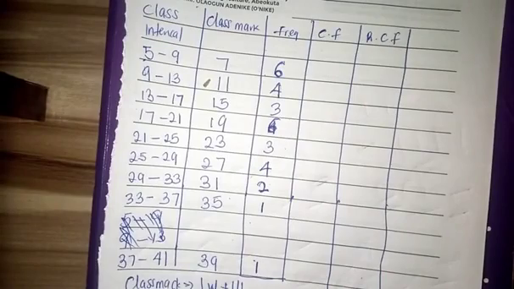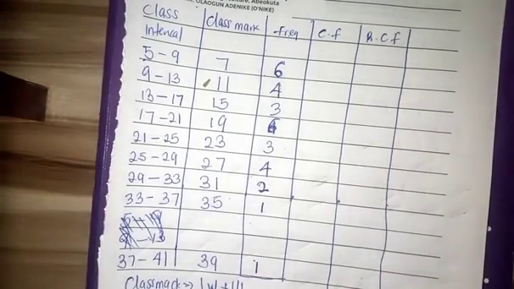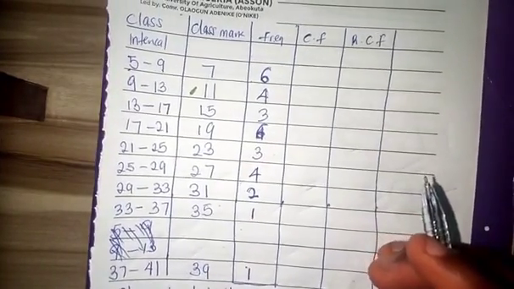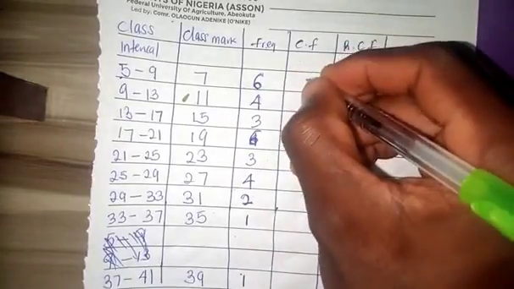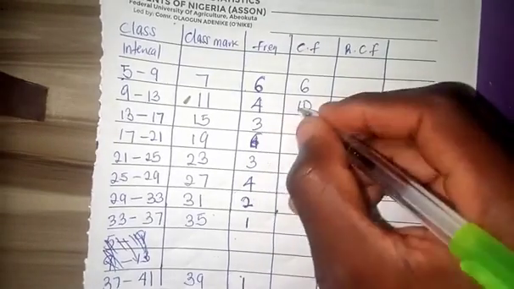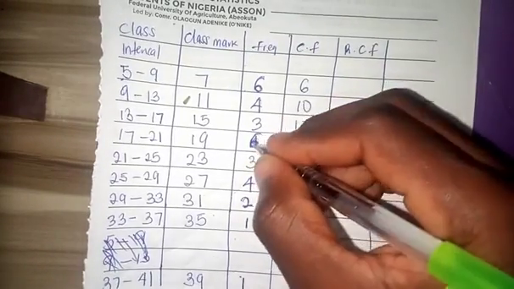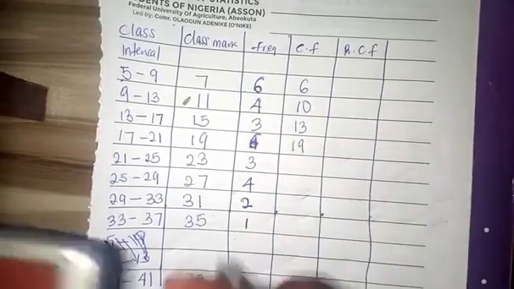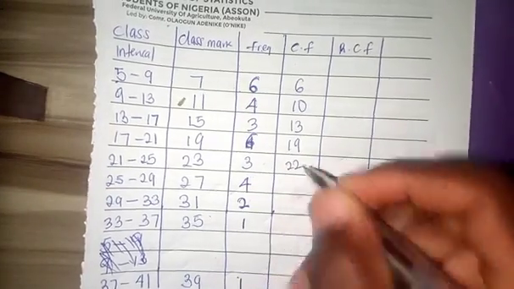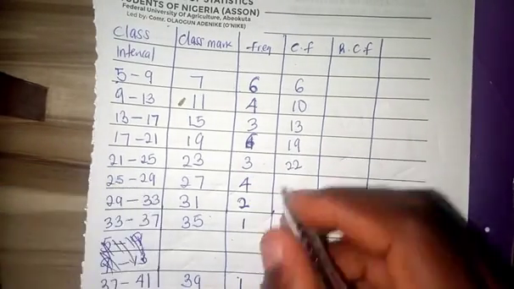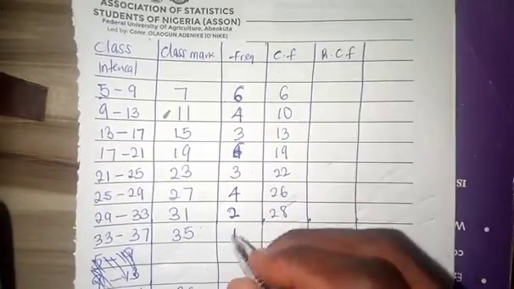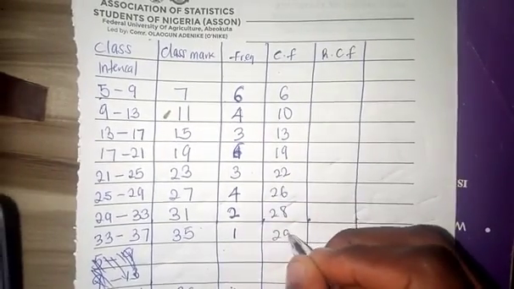So now let's go for the cumulative. Cumulative is very simple. 6 plus 0, 6. 4 plus 6, 10. 3 plus 10, 13. 13 plus 6, 19. 19 plus 3, 22. 22 plus 4, 26. 26 plus 2, 28. 28 plus this, 29.